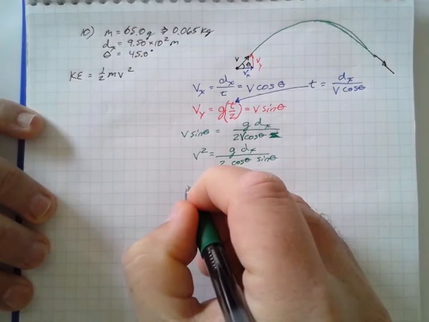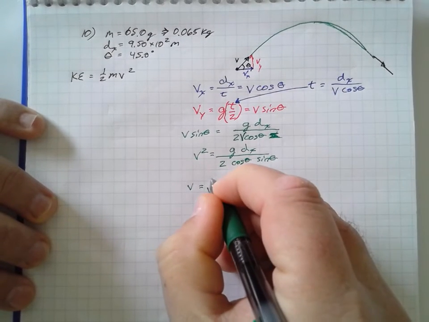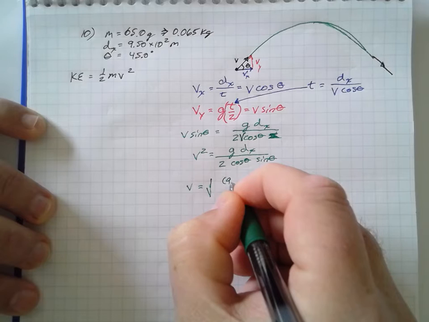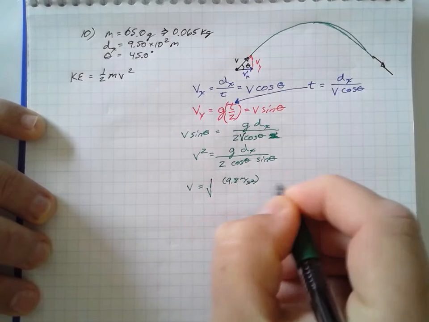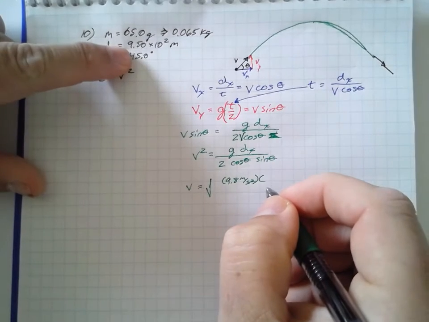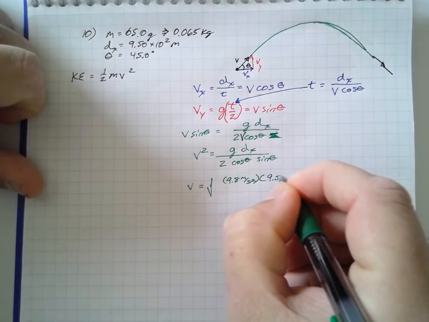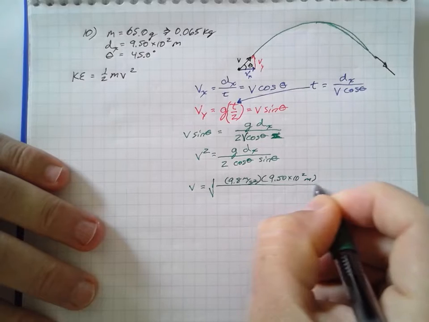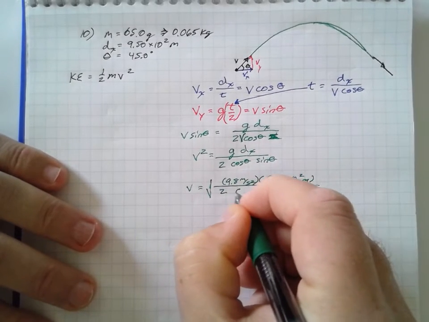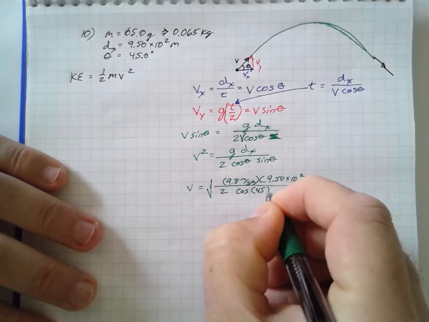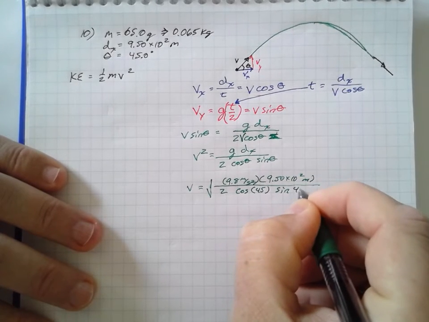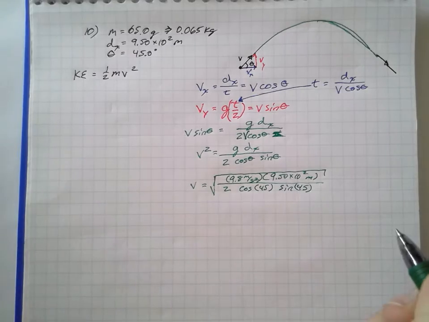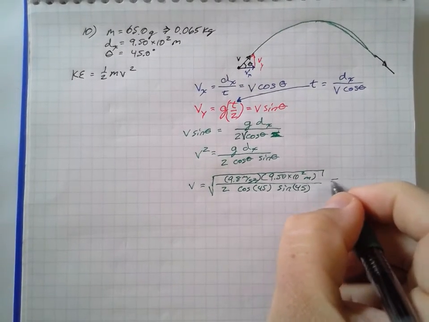So V equals, we're going to start the square root here. I don't know how long it's going to last, so I'm not going to put the top on it yet. So this is going to be 9.8 meters per second squared times our dx, which was 9.50 times 10 to the 2 meters, divided by 2 cosine of 45 degrees sine 45 degrees. And then I'm going to close up my square root there, and then what this all equals is right there.